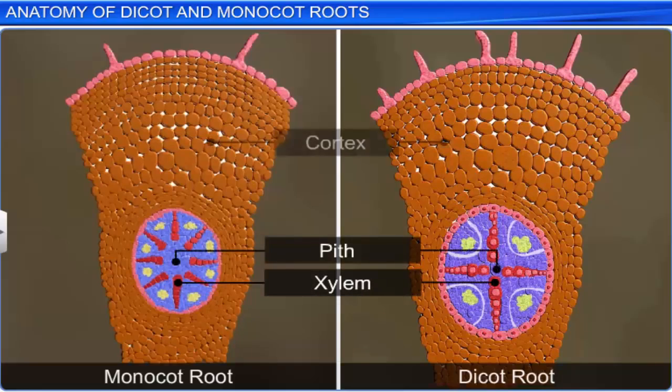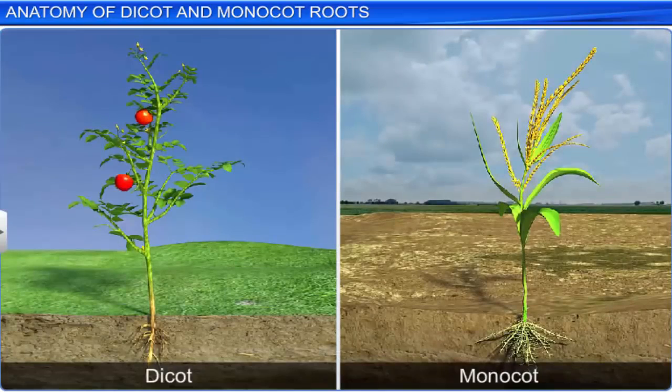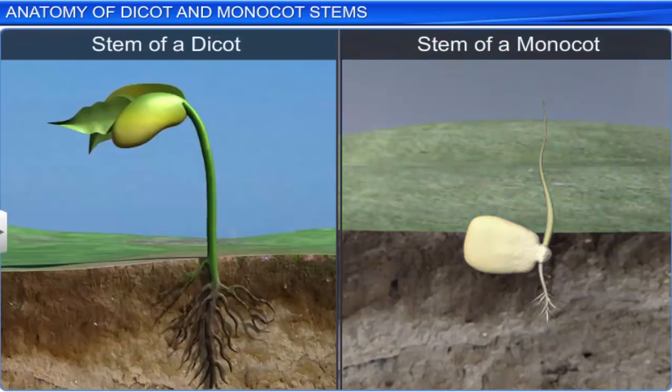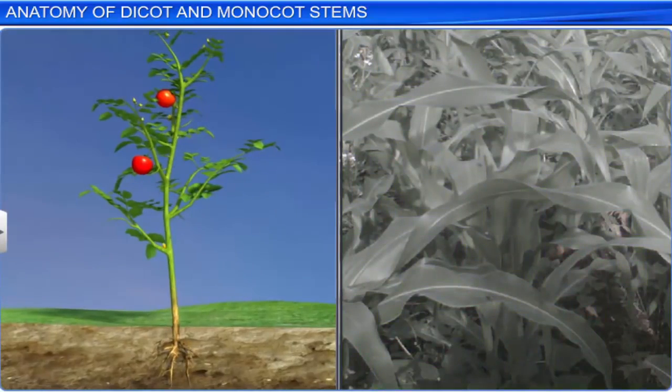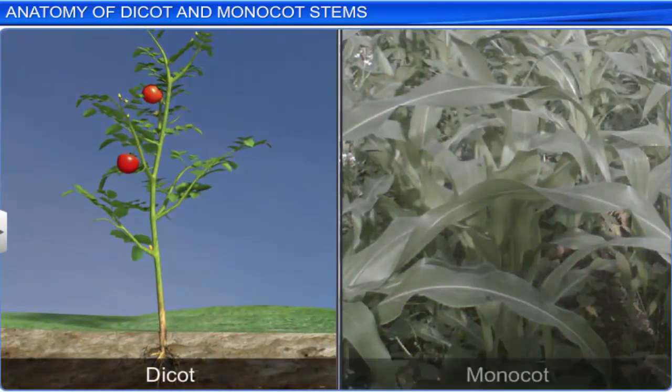Moreover, secondary growth takes place only in the dicot root. In other words, these roots thicken over time. A stem is the main axis or stalk of a plant, and it develops from the plumule of a germinating seed. Let's examine the internal structure of a stem in dicot and monocot plants.